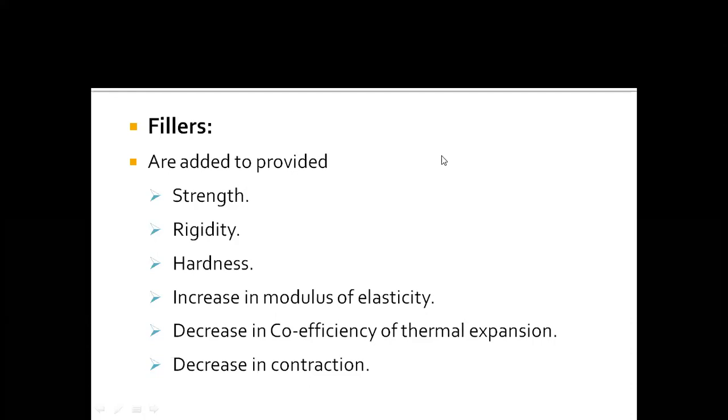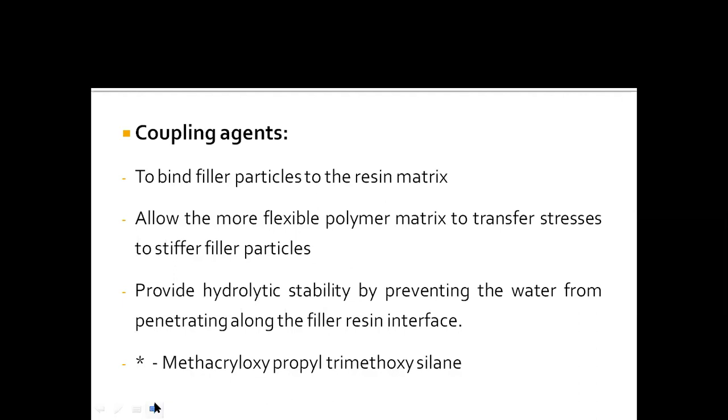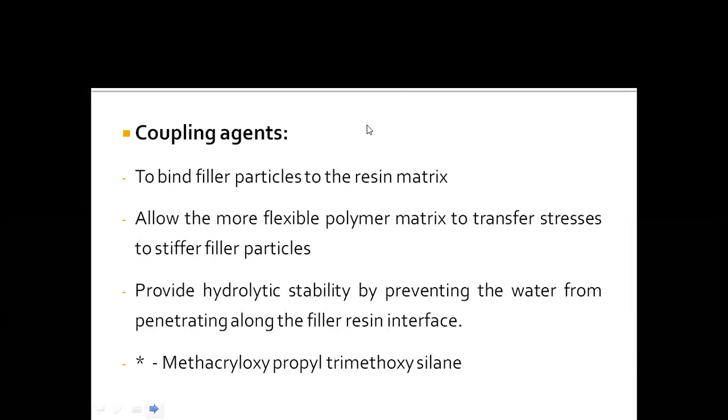Now you have decrease in coefficient of thermal expansion and decrease in contraction. These are the things provided by your fillers. Now coupling agents, they bind the filler particles to the resin matrix. So that's why they're called coupling. They act as a binder. They allow the more flexible polymer matrix to transfer stresses to the stiffer filler particles. So they help in transferring the stresses from the resin matrix to the filler particles. They also provide hydrolytic stability by preventing water from penetrating along the filler resin matrix. They form a barrier such that any saliva or water does not go beyond it.